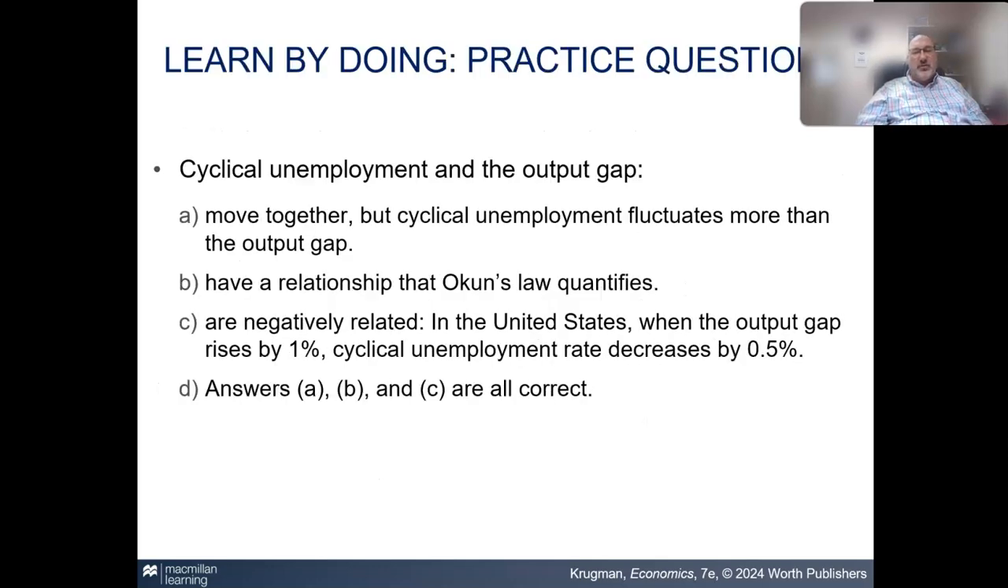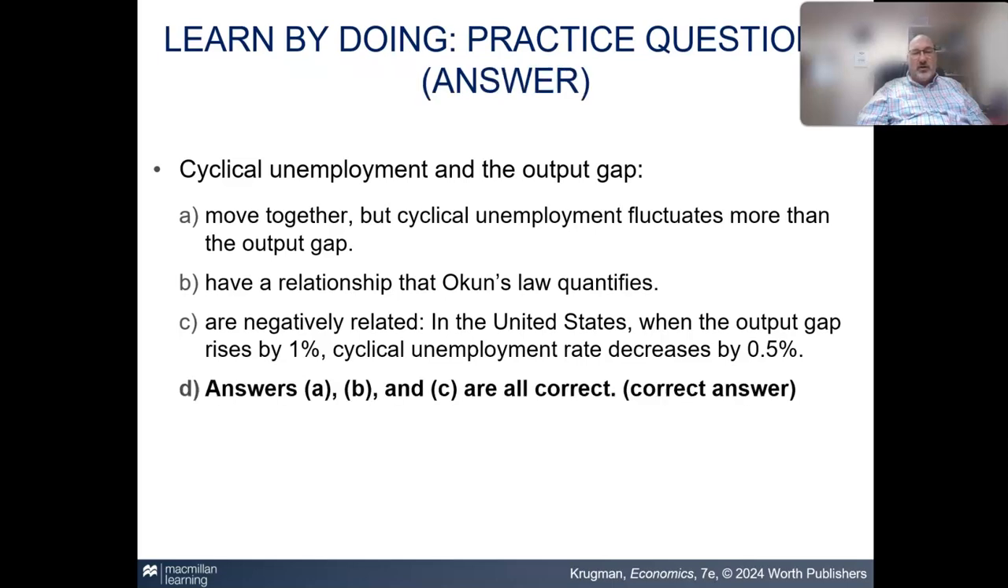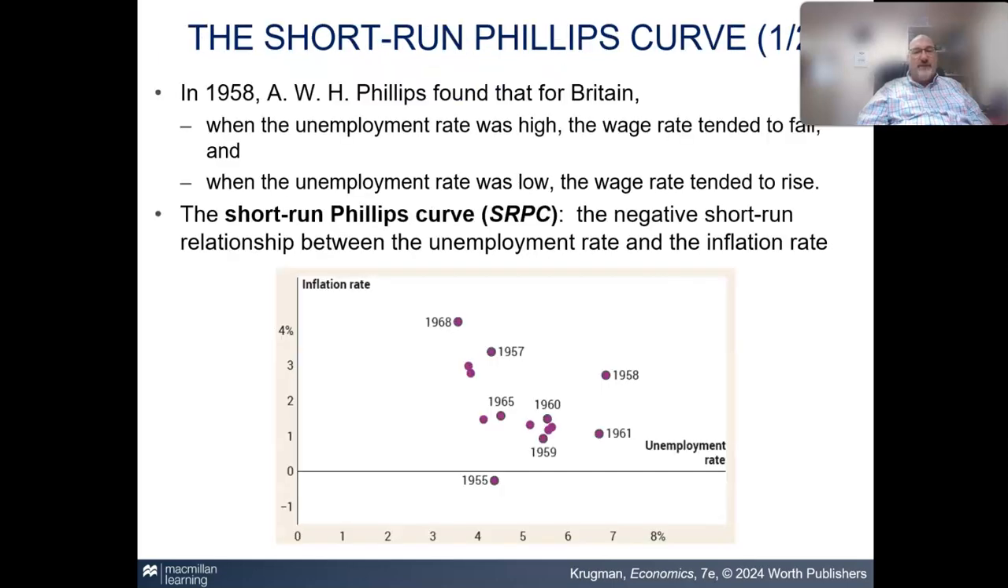So cyclical unemployment and the output gap, learn about this is the question. Cyclical unemployment and the output gap move together. The cyclical unemployment fluctuates more, have a relationship that Okun's law quantifies, are negatively related. In the US, when the output gap rises by 1%, the unemployment rate decreases by 0.5. Or A, B, and C are all correct. They are all the same. They are all right.